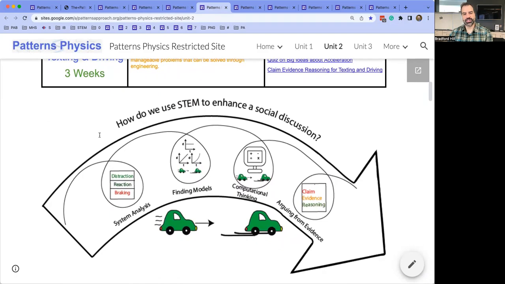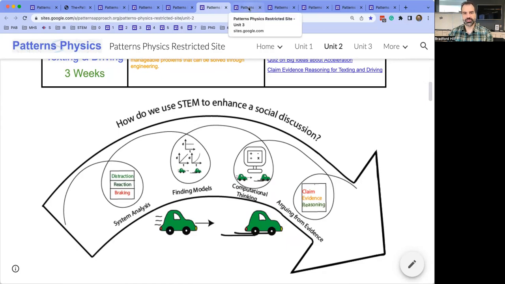And then this one really is focused on how we use STEM to enhance a social discussion around texting and driving. So a neat unit. System analysis is introduced for the first time here. And that's the idea that we really think about what is in the system and how do we break it down into smaller, more manageable parts and productively move forward.